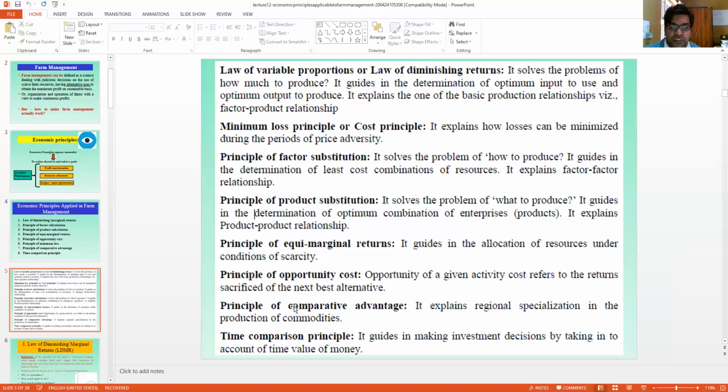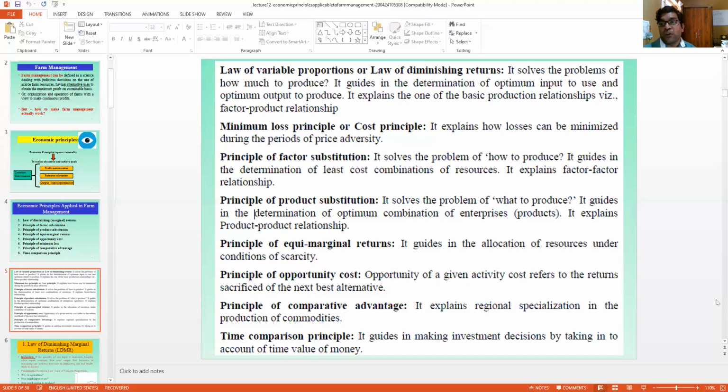Then the principle of comparative advantage, or regional specialization. Some regions are more tilted towards growing a particular crop. They have a natural advantage: advantage of soil, of labor, topography, natural elements, groundwater or canal water. For example, in wheat, Punjab and Haryana can take up wheat because they have canal water. To cultivate wheat in Gujarat, the farmer has to depend on groundwater.